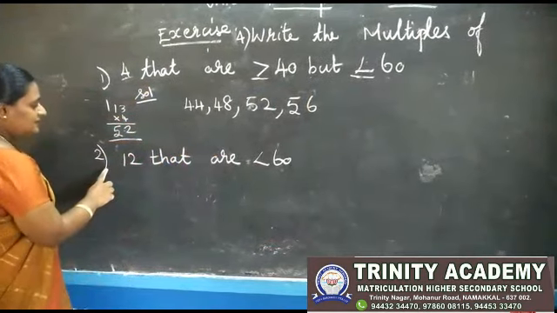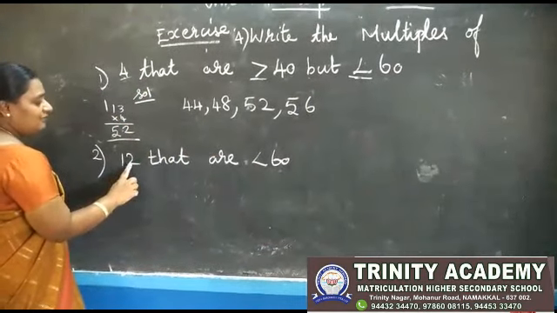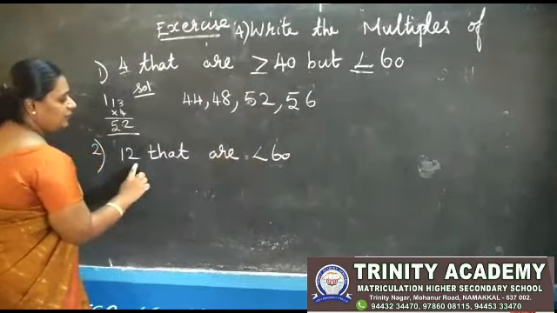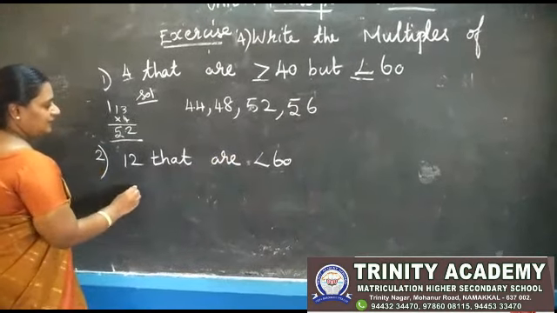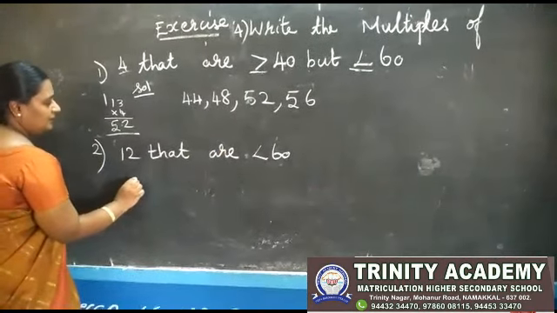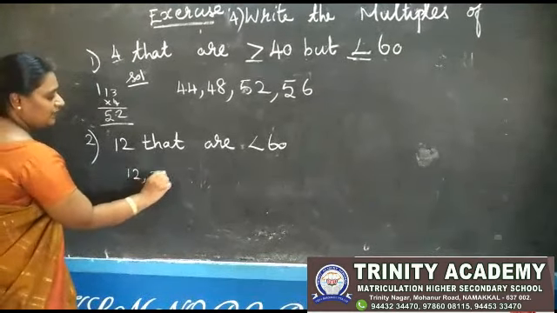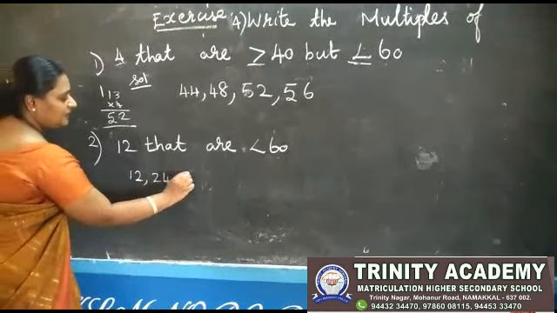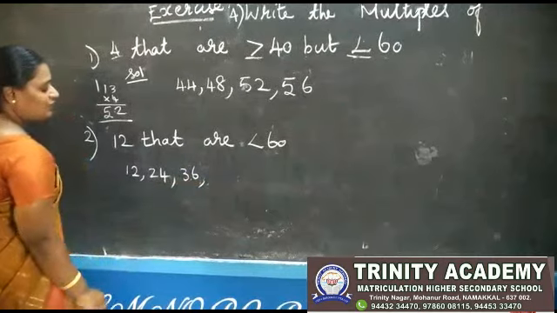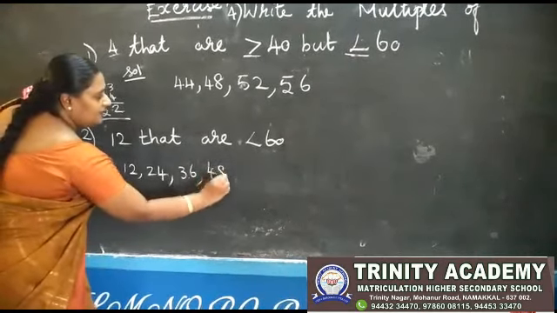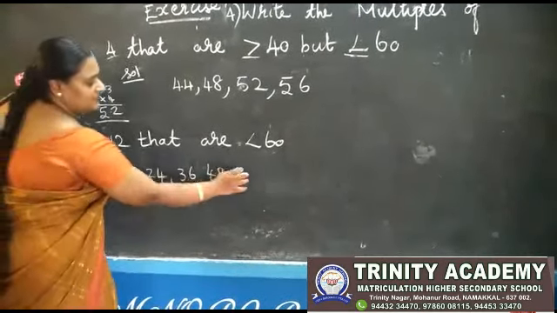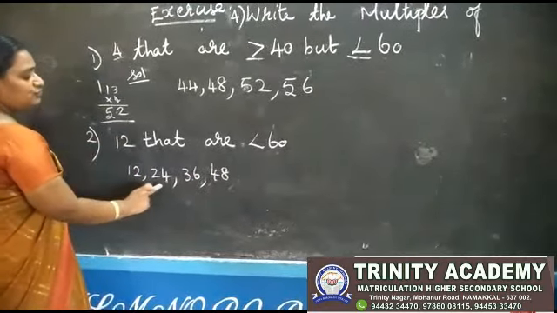Next, second question. Multiples of 12 that are less than 60. So you write 12. 12 2s are 24. 12 3s are 36. 12 4s are 48. 12 5s are 60. So these are the answer: 12, 24, 36 and 48.